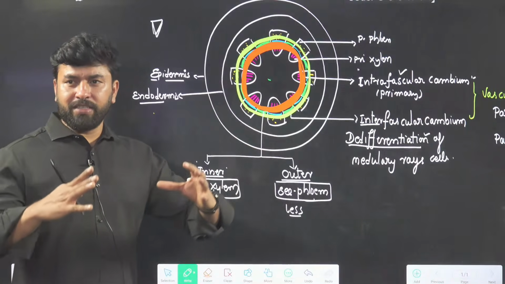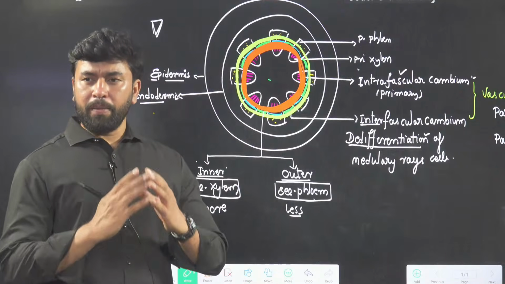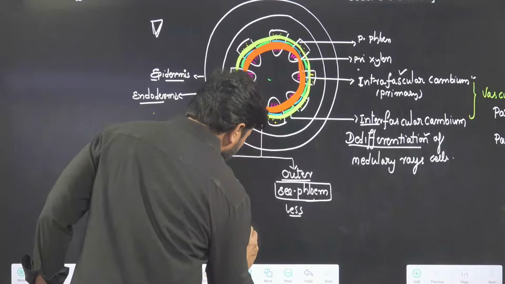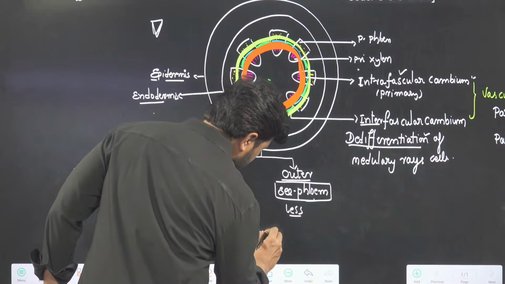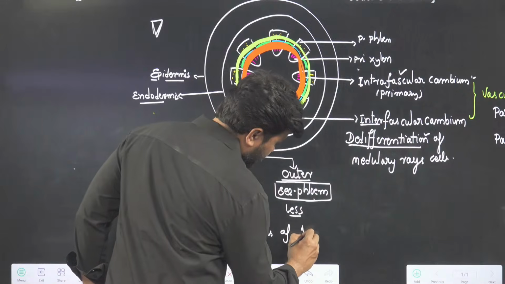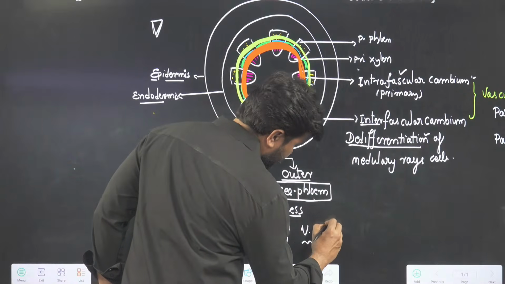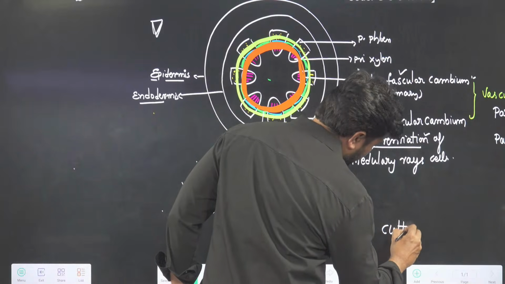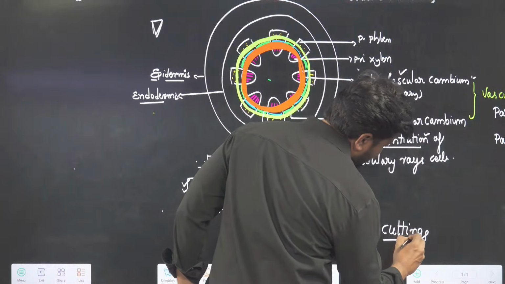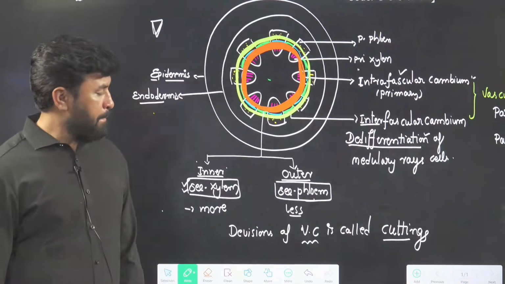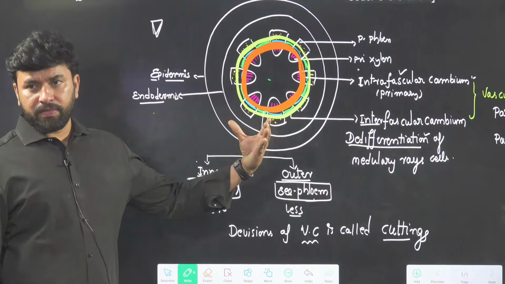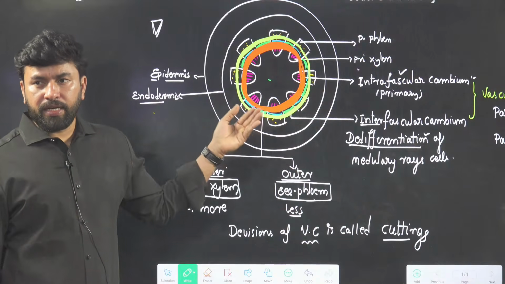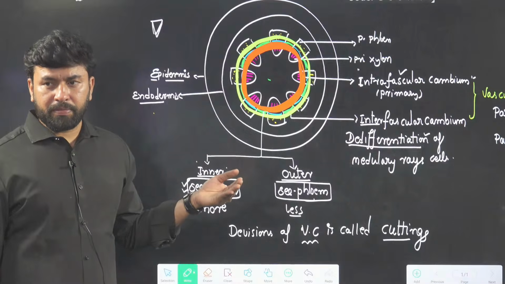This is the onset of secondary growth. Secondary growth happened, and it continues. Sometimes we say the divisions of vascular cambium are cuttings. You will read the statement like this: this vascular cambium cuts off and produces secondary xylem towards the inner side. Secondary phloem will be produced towards the outer side.